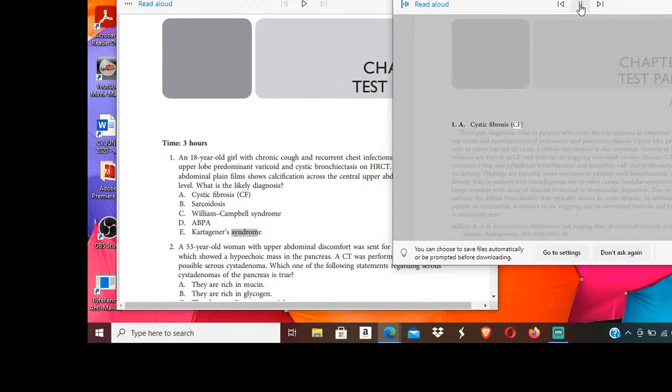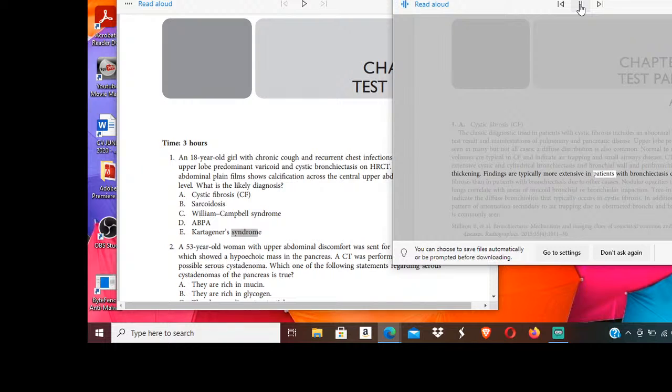1a. Cystic fibrosis, CF. The classic diagnostic triad in patients with cystic fibrosis includes an abnormal sweat chloride test result and manifestations of pulmonary and pancreatic disease. Upper lobe predominance is seen in many but not all cases. A diffuse distribution is also common. Normal to increased lung volumes are typical in CF and indicate air trapping and small airways disease. CT images show extensive cystic and cylindrical bronchiectasis and bronchial wall and peribronchial interstitial thickening.